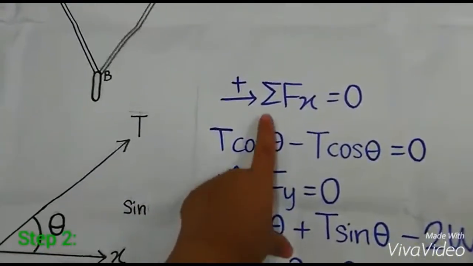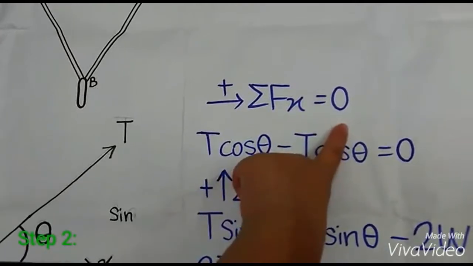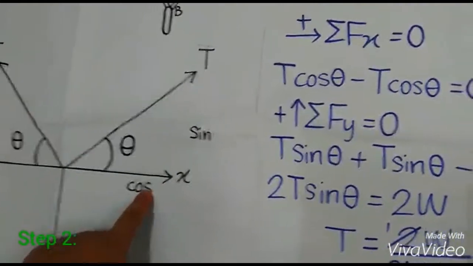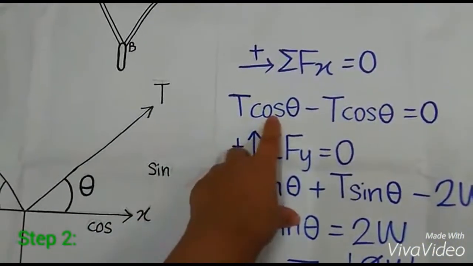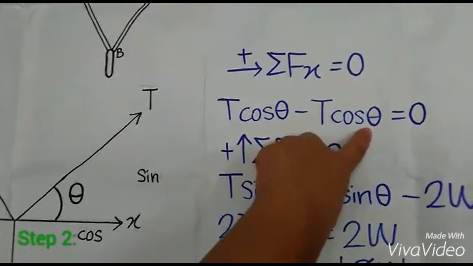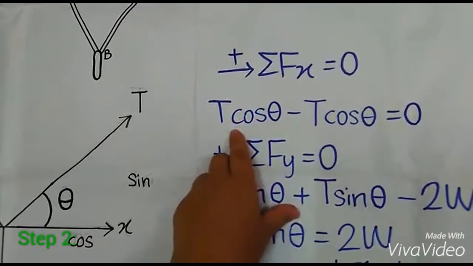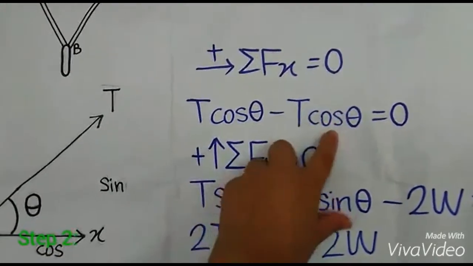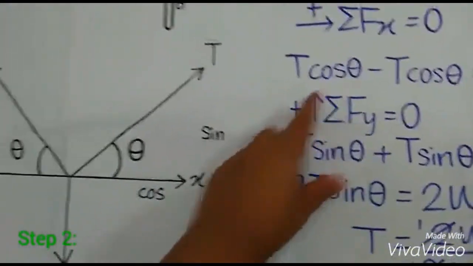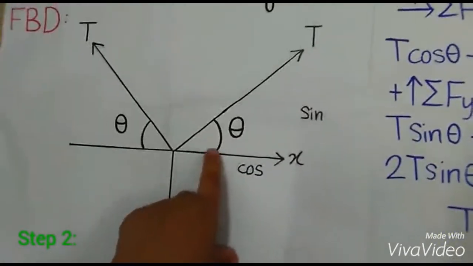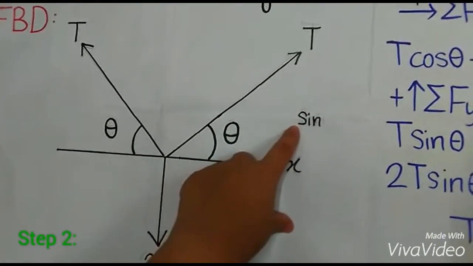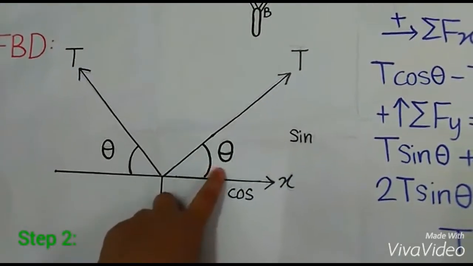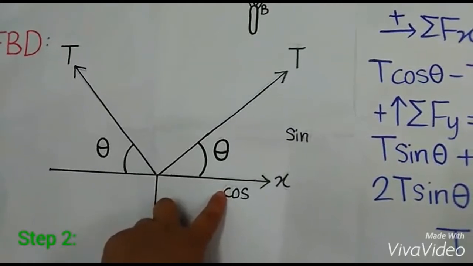Okay. For the summation of Fx equal to 0, we know that there are 2 tension forces in the x direction. So, T cos theta minus T cos theta equal to 0. Why do I write T cos theta minus T cos theta? This is because the first T cos theta is referred to here. If it is the opposite of the angle, it refers to the sine. If it is the adjacent, it refers to the cos.